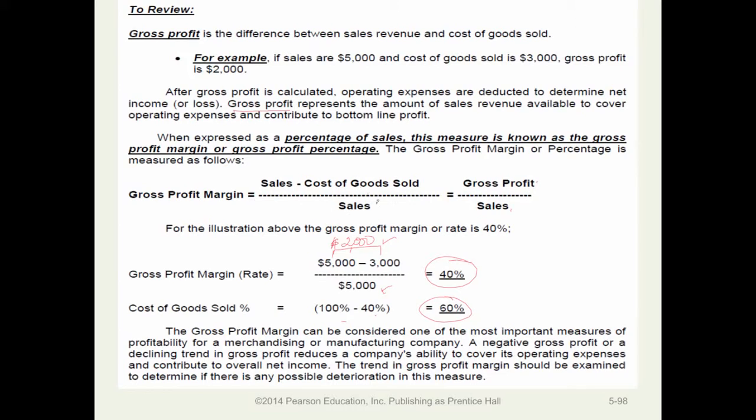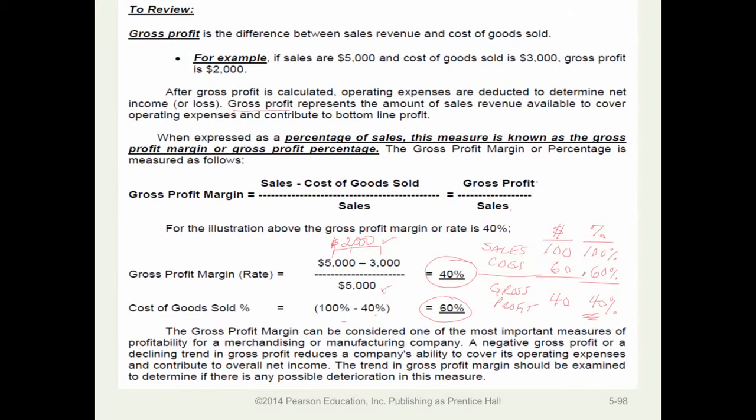In this example, let me just give you another way to view this. In a very simple example, sales are 100. Let's say cost of goods sold is 60 and gross profit is 40. So if we represent it in terms of dollars, it's the gross profit. In percentage terms, it's the profit margin. If we express sales as 100%, your cost percentage is 60 and your profit margin is 40, or your gross profit margin.